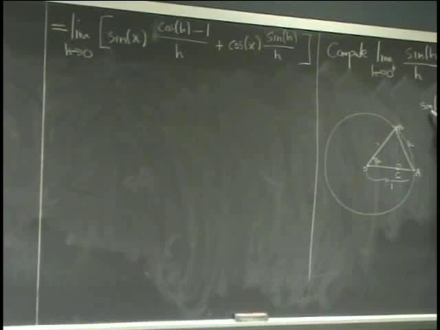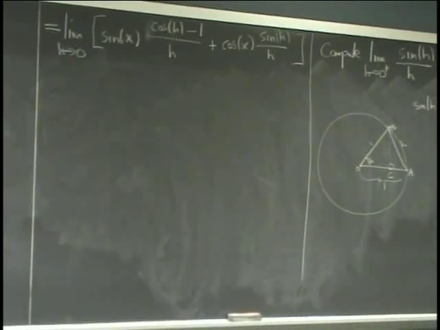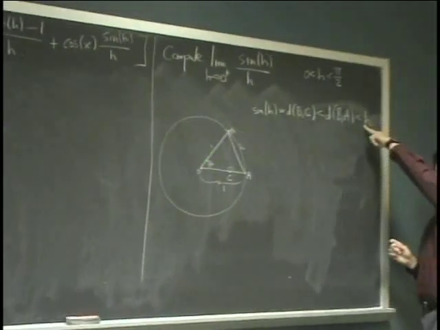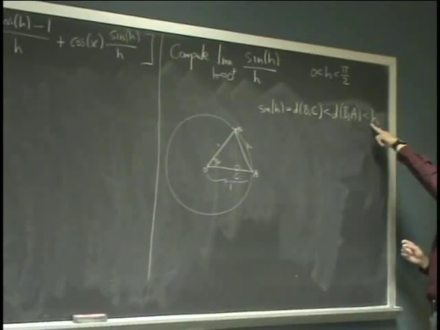So this tells us that the sine of h is less than h. Right, that's kind of neat, right? The sine is actually always less than the angle.